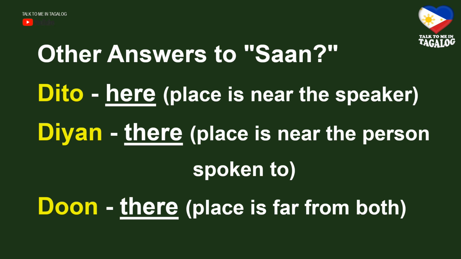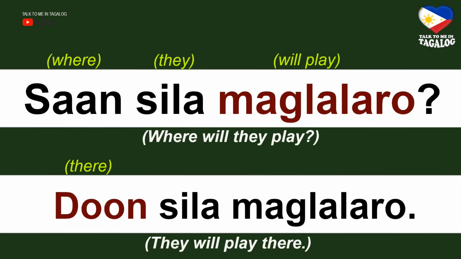Here are 3 other answers to the question word saan. Dito, meaning here. Dito is used if the place is near the speaker. Diyan or dyan, meaning there. Dyan is used if the place is near the person spoken to. Doon also means there, but it's used if the place is far from both the speaker and the person spoken to.